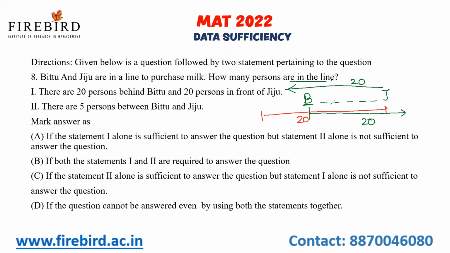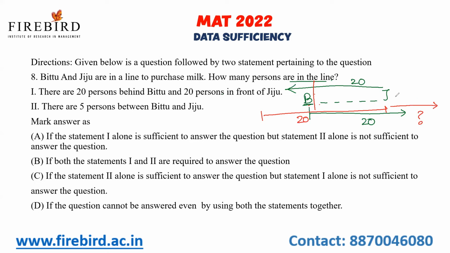Okay, now behind Bittu, there are 20 persons. Okay, so here let us take that. How many persons are here? 5 persons, right? And now from here there are 20 persons, right? And in front of Jiju there are how many persons? 20 persons. Okay, now you have to find out the number of persons behind Jiju. Number of persons behind Jiju is very important.